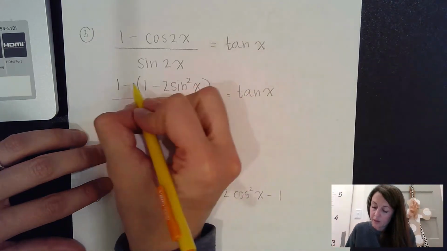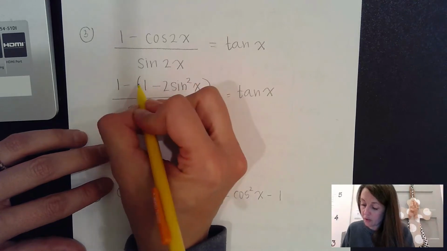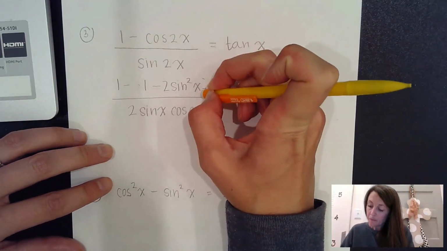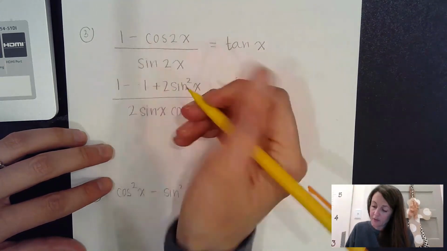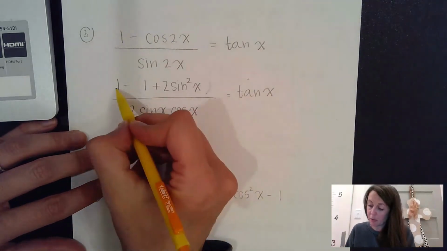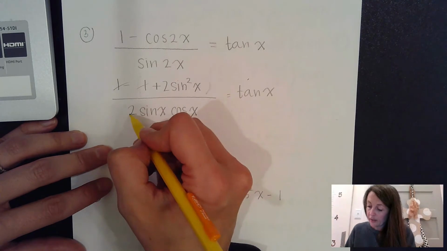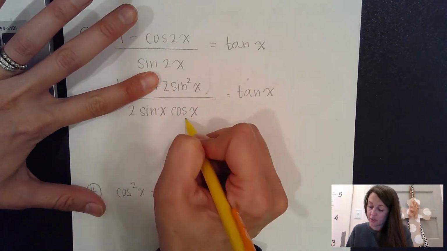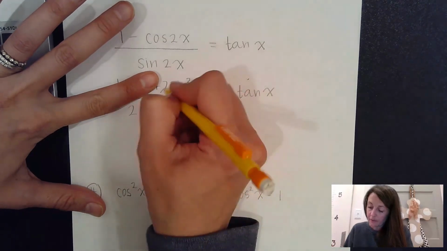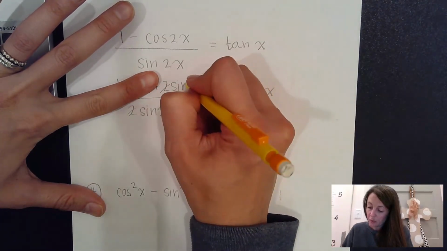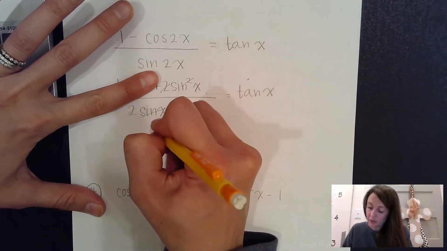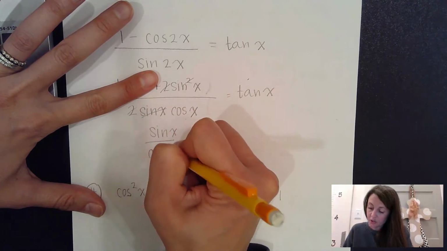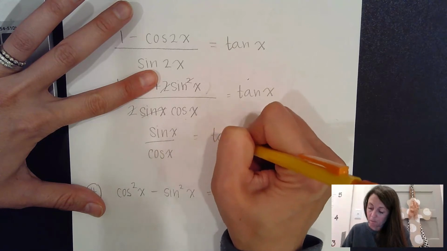Okay, so this is going to distribute inside of here, so I'm going to remove this parentheses and distribute that negative, so that's going to turn into a positive right there. So my 1's are going to go away, and then I'm going to be left with 2 sine squared x over 2 sine x cosine x. What happens to your 2's? What happens to one of your sines? So you're going to be left with sine over cosine, which is just a tangent.